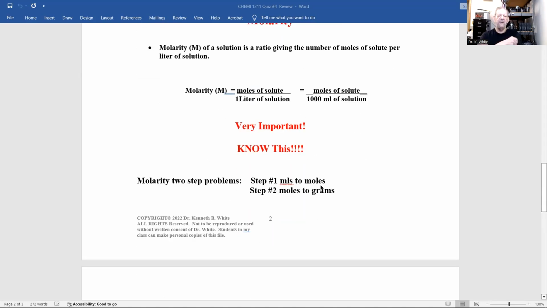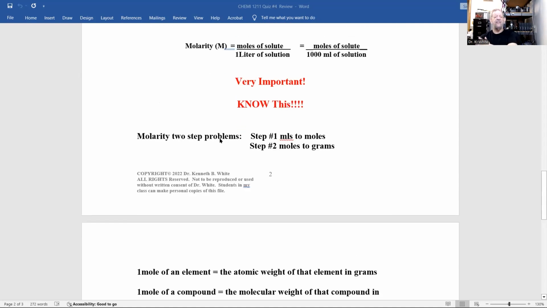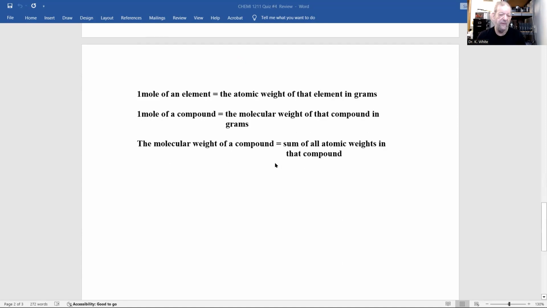And a common practice in the lab is the two-step molarity problem. This is where you're trying to go from milliliters to grams. And I'm going to go through one of these in a little while. But there's step one, you go from milliliters to moles. Step two, you go from moles to grams. Now, just to remind you, 1 mole of an element equals atomic weight of that element in grams. 1 mole of a compound equals the molecular weight of that compound in grams. And the molecular weight of that compound equals the sum of all atomic weights.